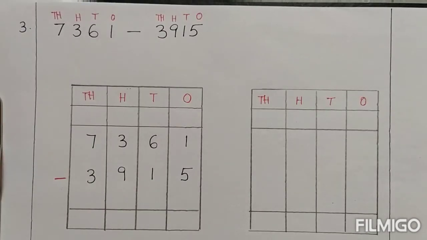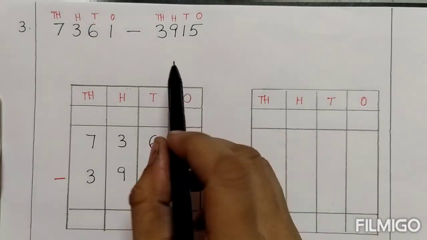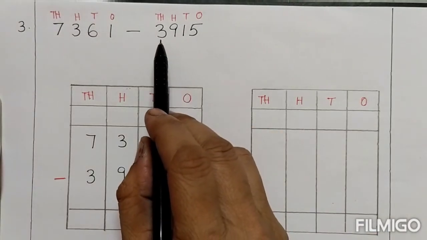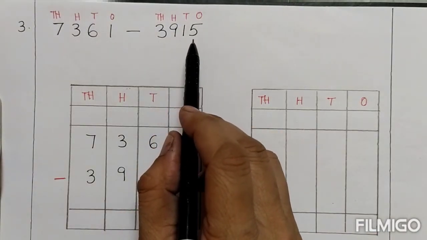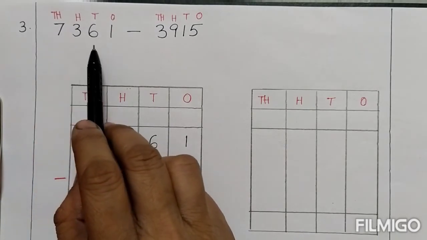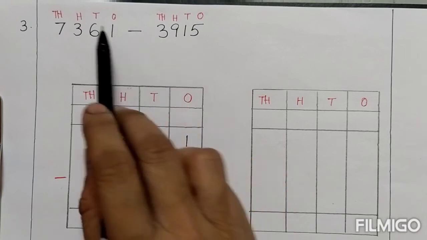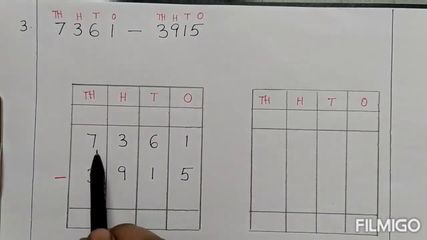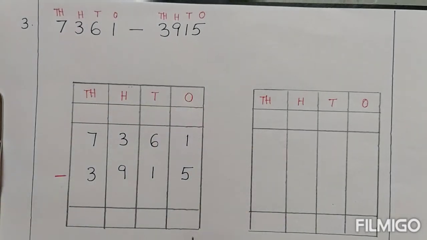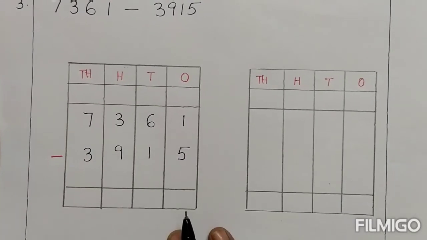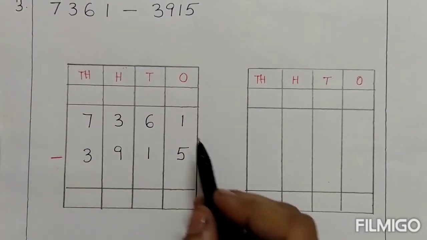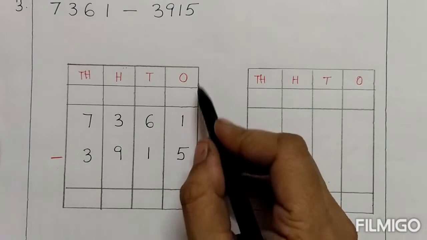In this third question, we have to subtract 3915 from 7361. Here this is our first number and this is our second number. Write the place values, place the numbers according to the place values in the tabular column. And here minus sign. Let's start from the ones column.